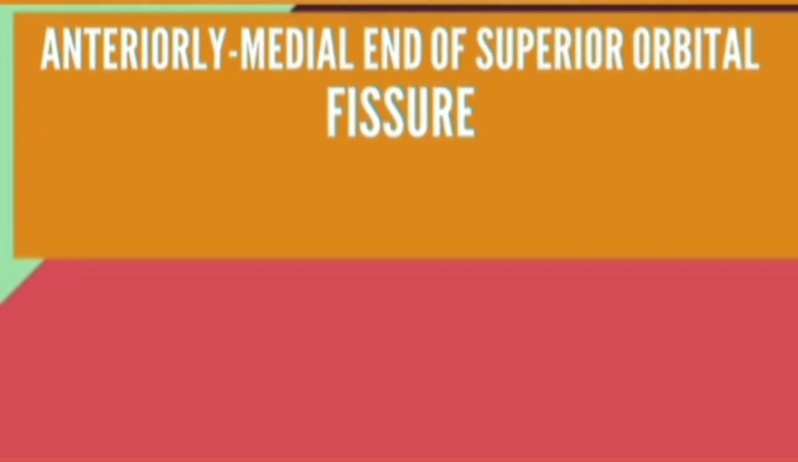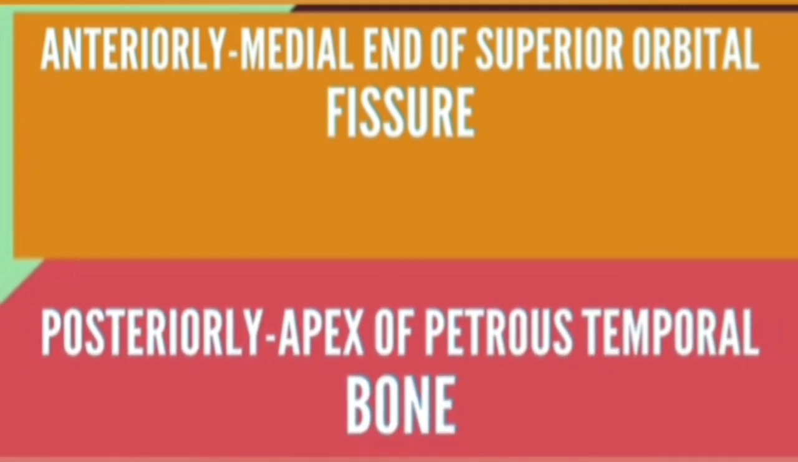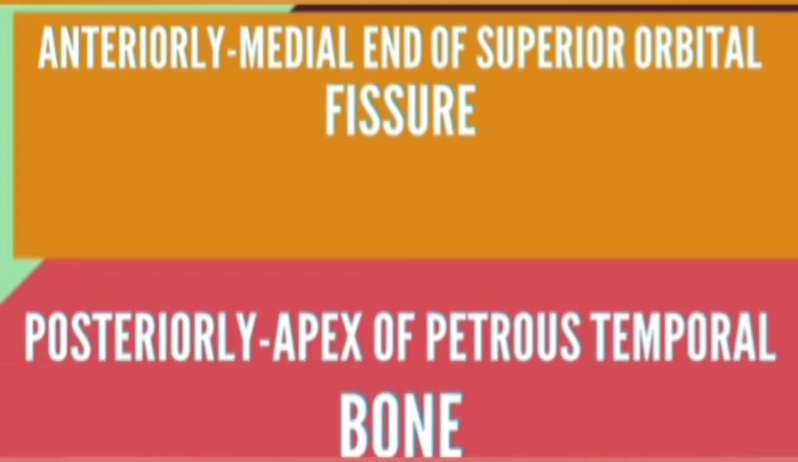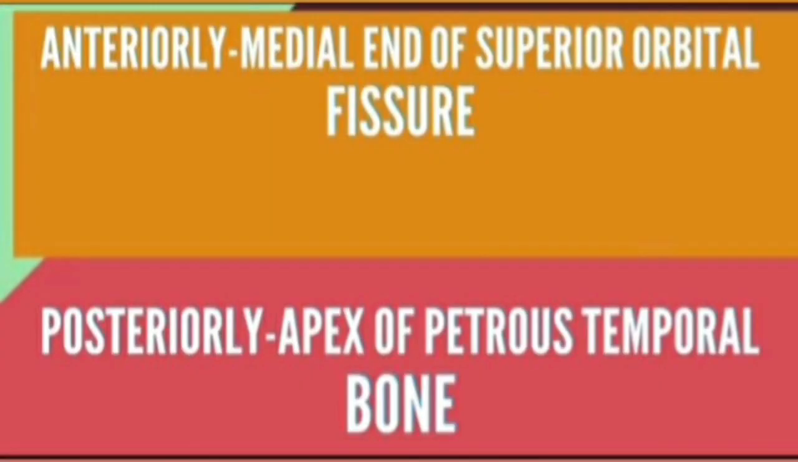Coming to the extent of the sinus, both the sinus on each side extends anteriorly up to the medial end of superior orbital fissure and posteriorly up to the petrous temporal bone apex. So anteriorly the sinus extends up to the medial end of superior orbital fissure and posteriorly up to the apex of the petrous temporal bone.